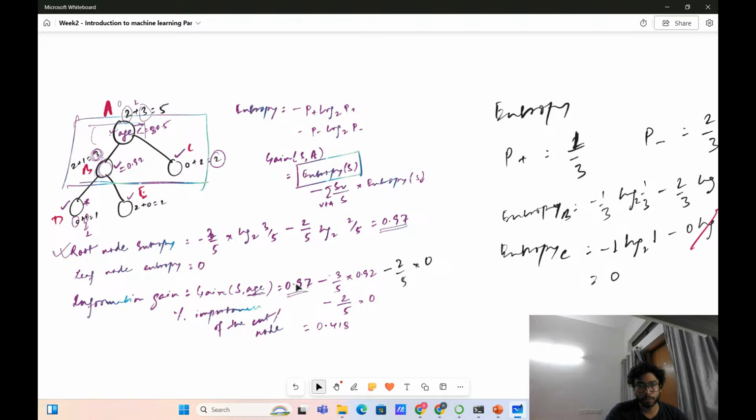So you just have to calculate the information gain. I've written it below over here. So that's what I was saying, that you have to subtract the entropy of the subnodes B and C from the root node, weighted by their sample numbers, and that is the information gain that you calculate over here. That is 0.418, right? So that's how you get it.